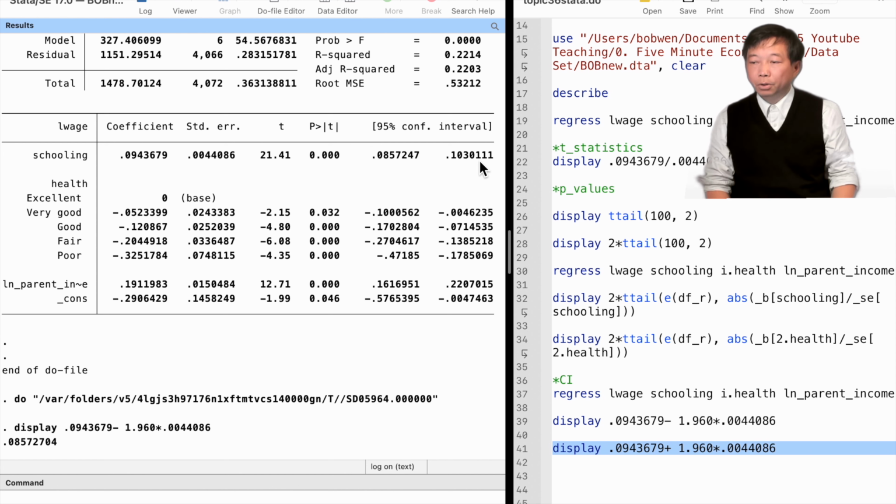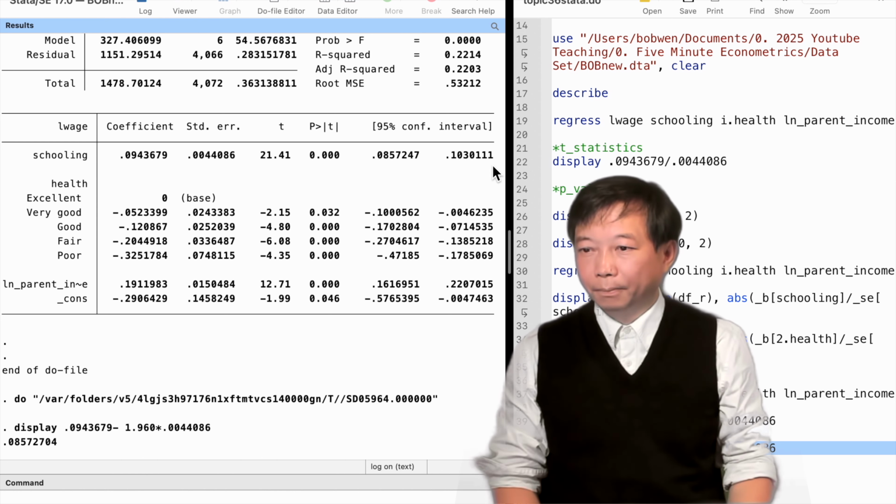Confidence intervals are also known as interval estimates because they provide a range of likely values for the population parameter and not just a point estimate. For example, the OLS estimate for schooling is 0.094. It is a point estimate. The 95% interval estimate is between 0.086 and 0.103. It means the true value of the parameter beta falls in this interval 95% of the time.